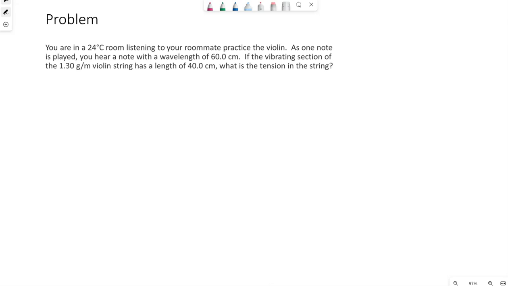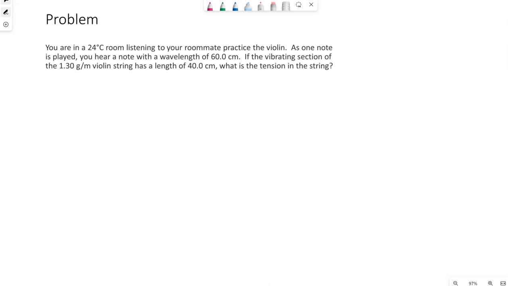We have a sample problem here. You are in a 24 degrees Celsius room listening to your roommate practice the violin. As one note is played, you hear a note with a wavelength of 60 centimeters. If the vibrating section of the 1.3 grams per meter violin string has a length of 40 centimeters, what is the tension in the string?